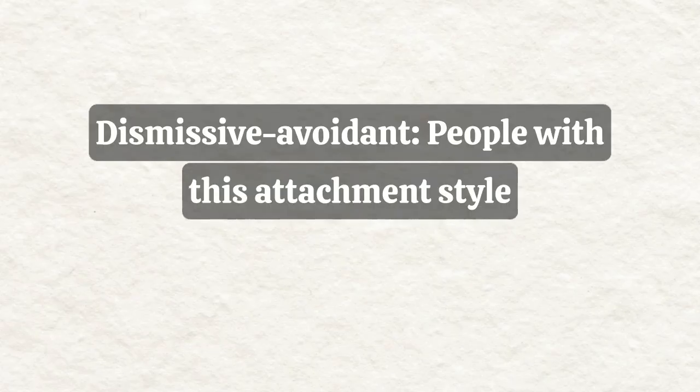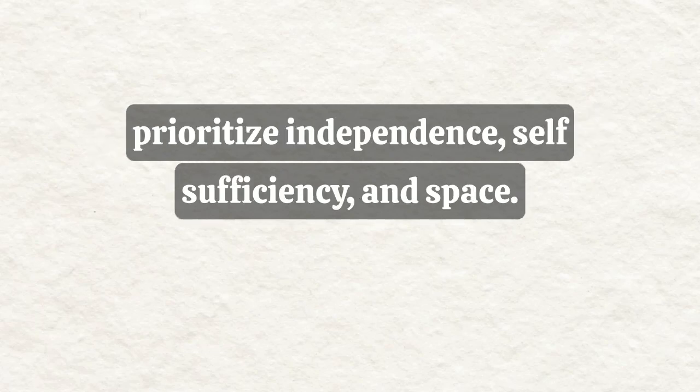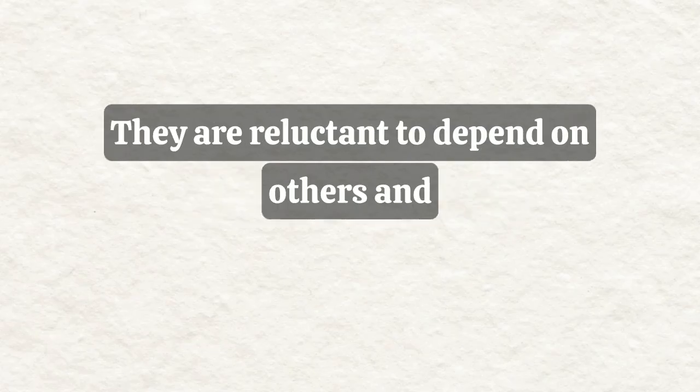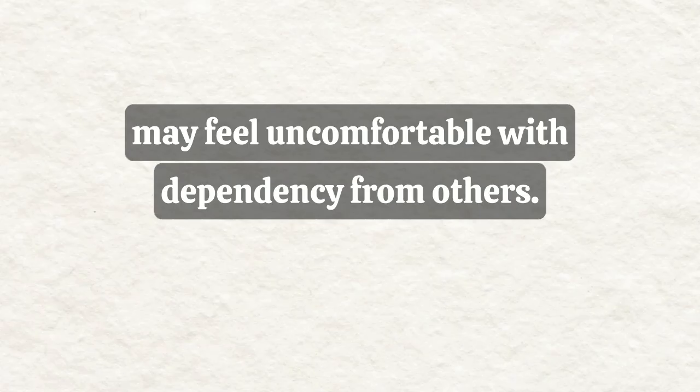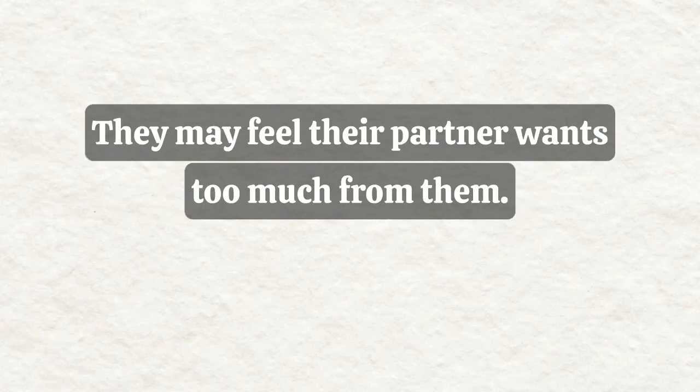They often fear that their partner is less invested in the relationship than they are, and they may worry about abandonment. Dismissive avoidant. People with this attachment style prioritize independence, self-sufficiency, and space. They are reluctant to depend on others and may feel uncomfortable with dependency from others. They may feel their partner wants too much from them.